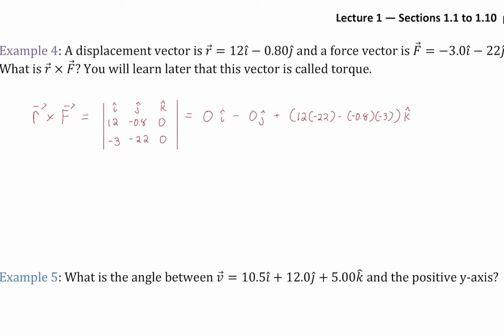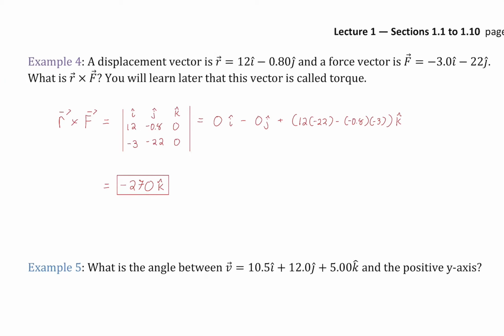That means the cross product of r and f has no x component and no y component. It only has a k component. Interesting, right? We end up finding that it's negative 270 k hat. No units, because we're not worried about the units here.